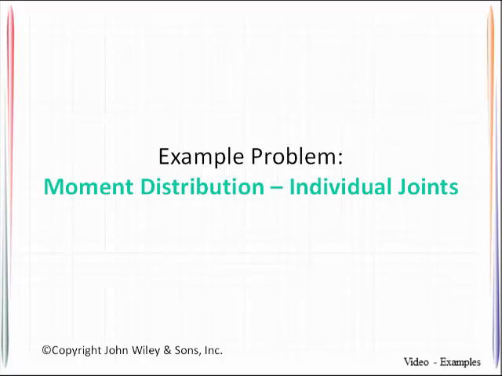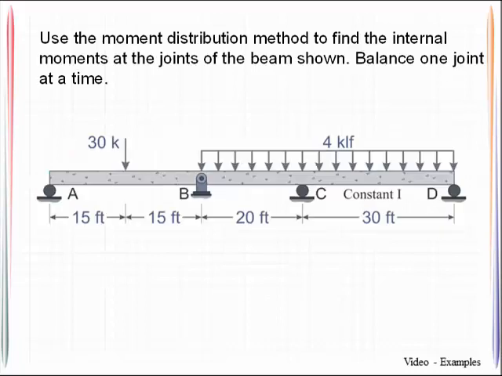Well, hello again. In this example, you will learn how to solve for internal moments in a multi-span beam using the moment distribution method. But specifically, we will balance one joint at a time. We're going to be taking a look at this 3-span continuous beam. Once again, noting that we're being asked to balance one joint at a time.